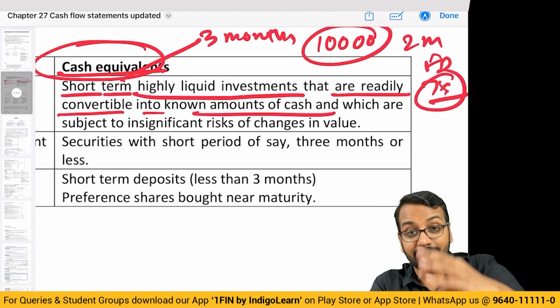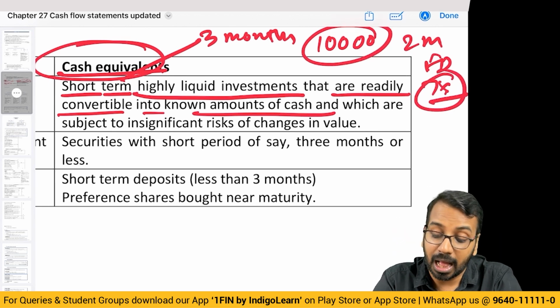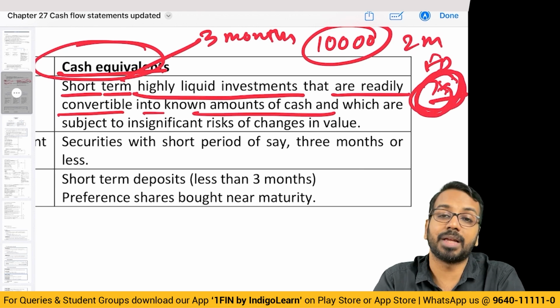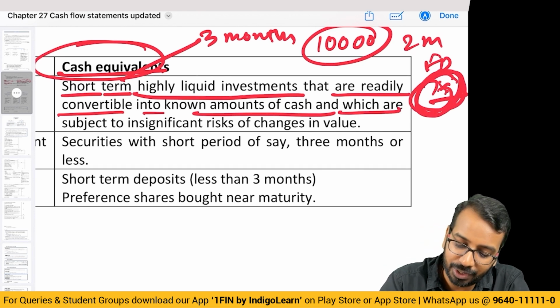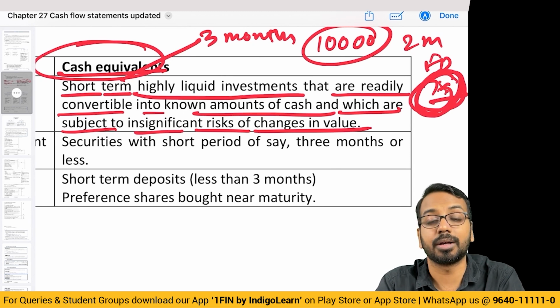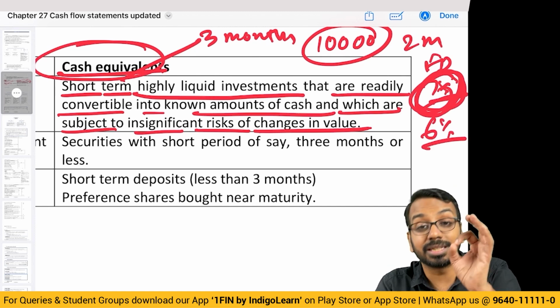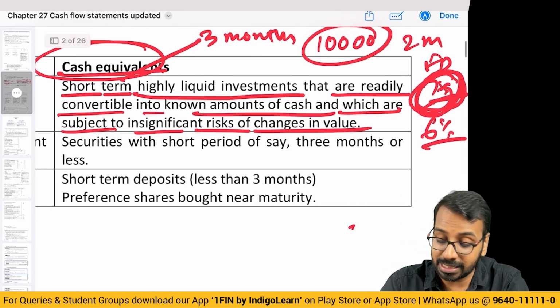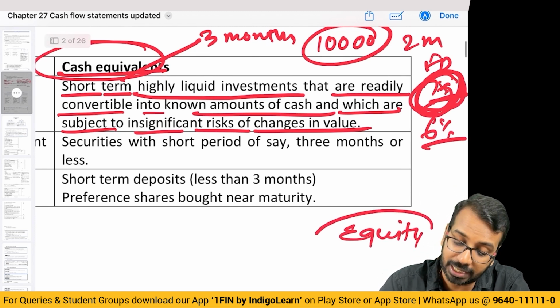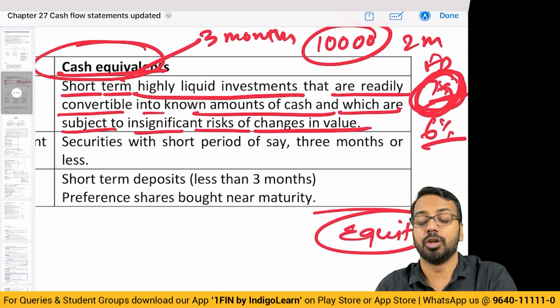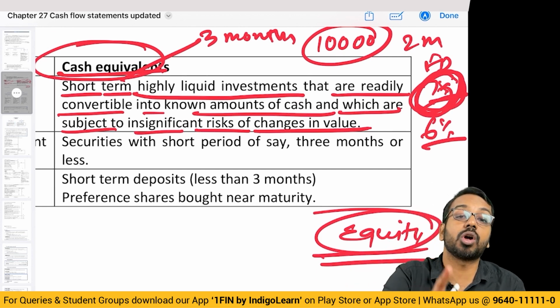It is highly liquid. I can redeem it within 3 months period. I know I will get 7%. That amount is also fixed, which are subject to insignificant risk of changes in value. Means what? 7% is known. Even if I go after 1 month, if they want to deduct penalty, I'll get 6%, but the risk is very less. Whereas if I invest in something called equity shares, there is a high risk. So investment in equity shares is not cash equivalent.